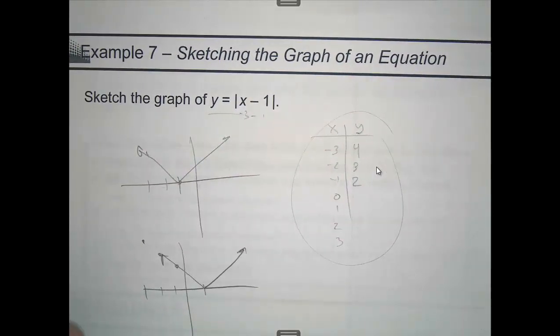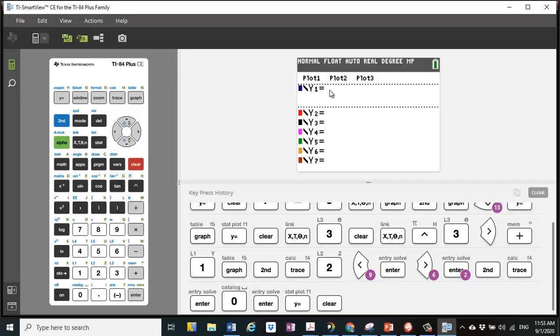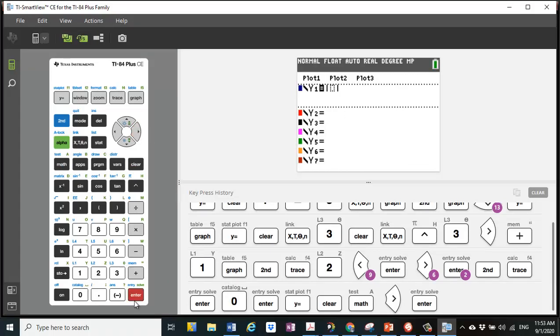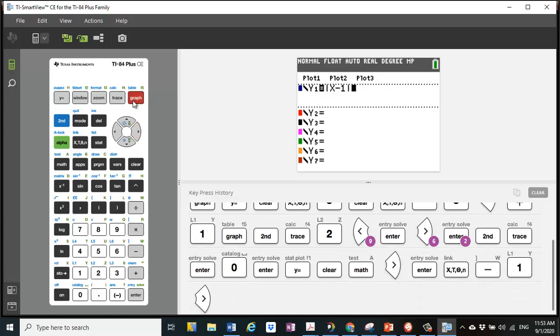So, yeah, that's always something you're going to be able to do. You can also use your calculator. In your calculator, you're going to go to Math. And you're going to do number, absolute value, x minus 1. And you're going to hit enter and take a look at the graph.